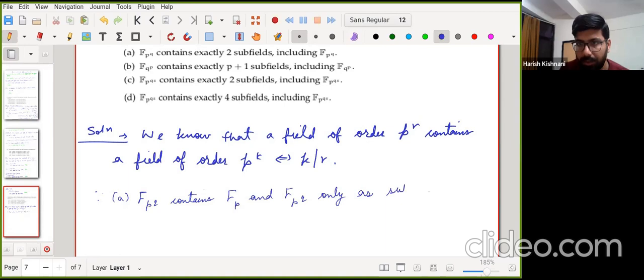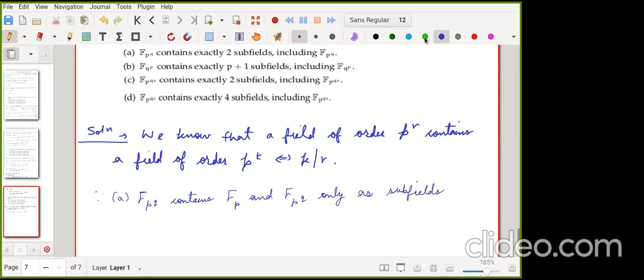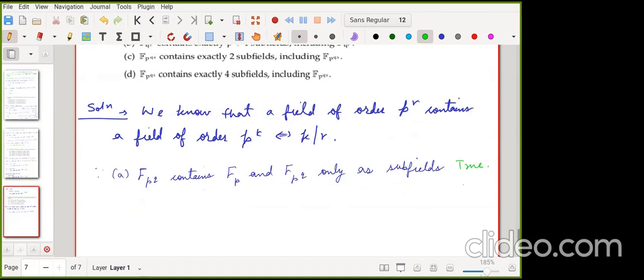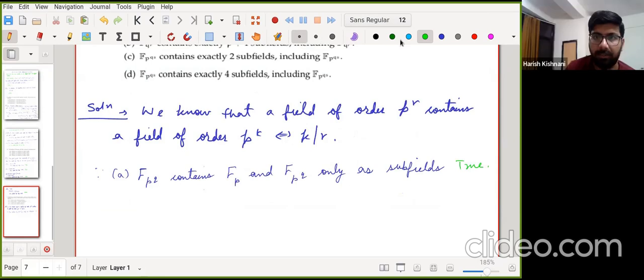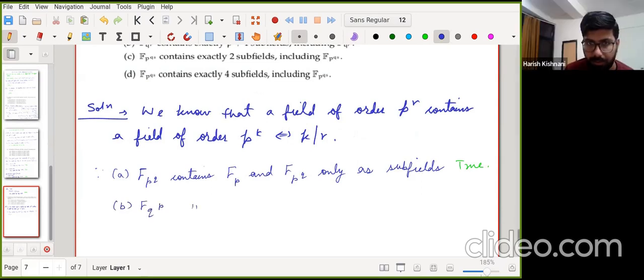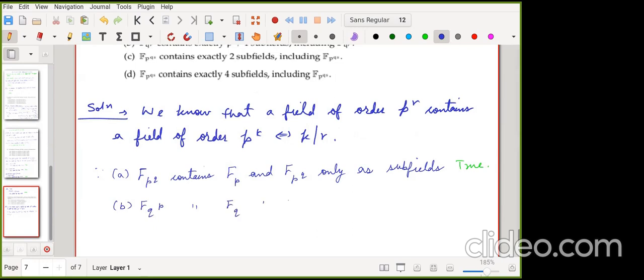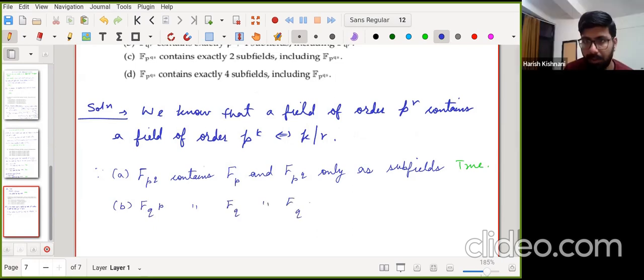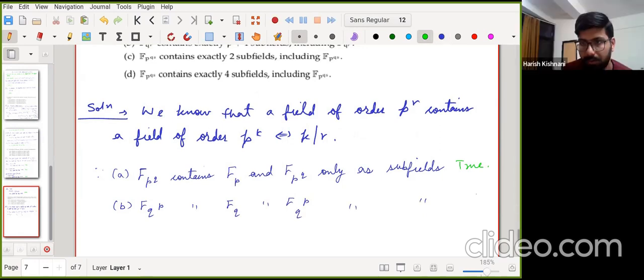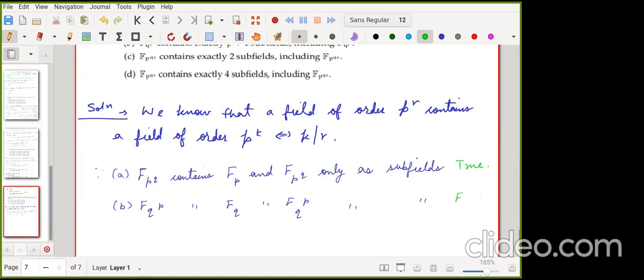What about the second part? That also contains only two subfields. F_{q^p} contains F_q and F_{q^p} only as subfields. So the statement is false.